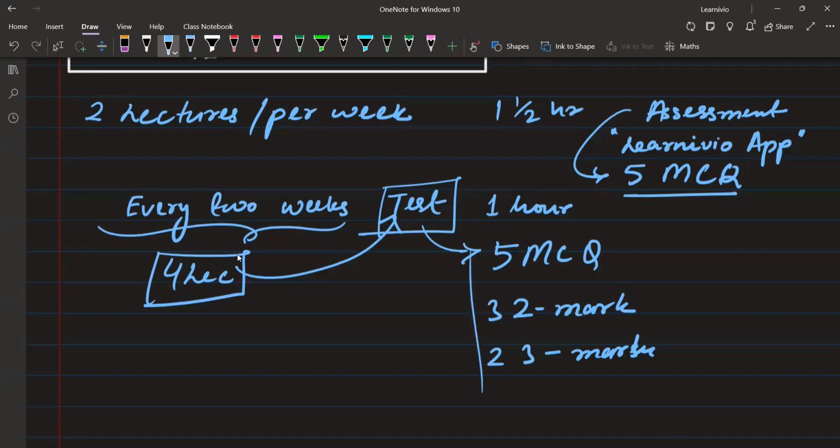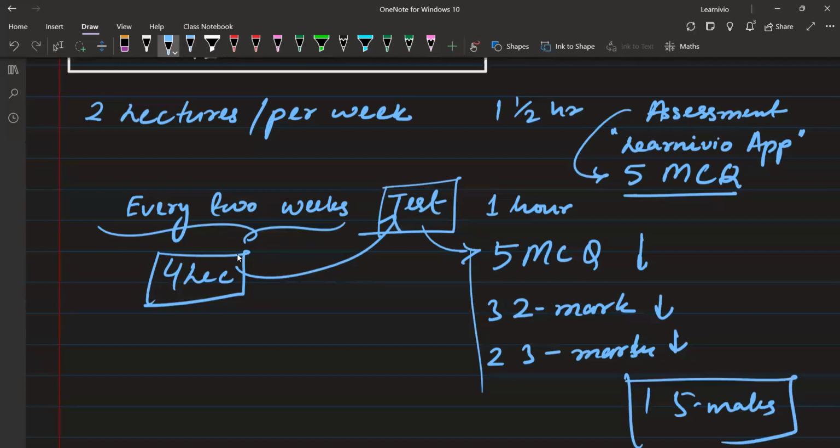And sometimes what I do, I decrease these things and I give one 5-mark question. One question of 5 marks. And I will remove one 2-mark question, one 3-mark question, or I will remove 2 MCQs or something like that, depending on the time that you have. But generally, you will have this format: 5 MCQs, 3 2-mark questions, and 2 3-mark questions.